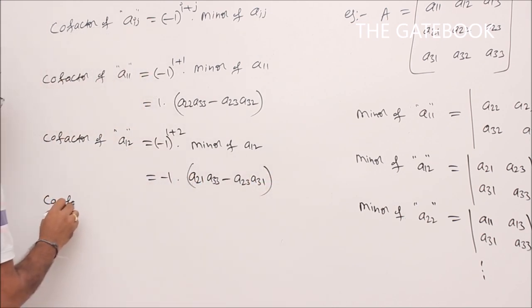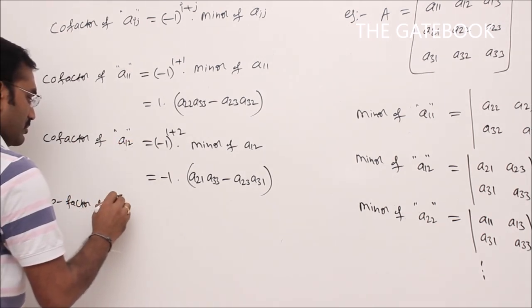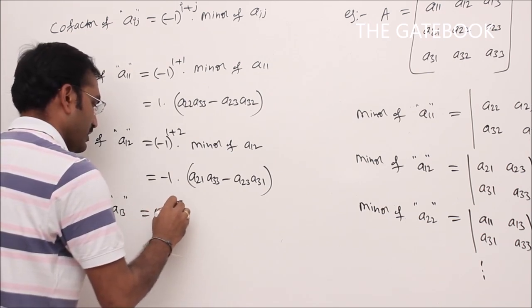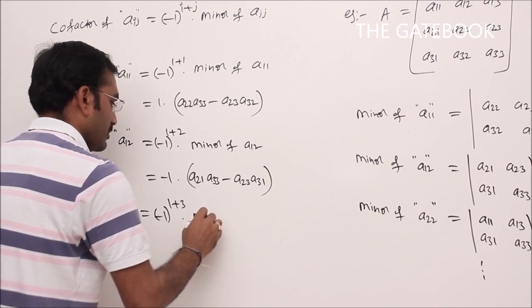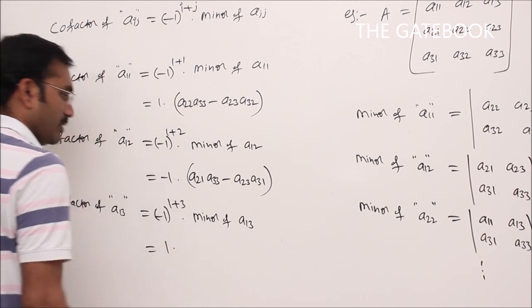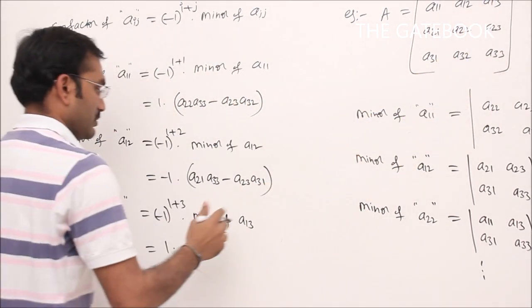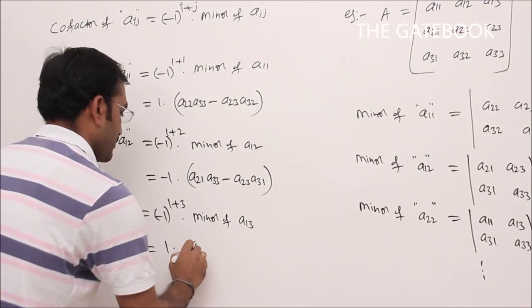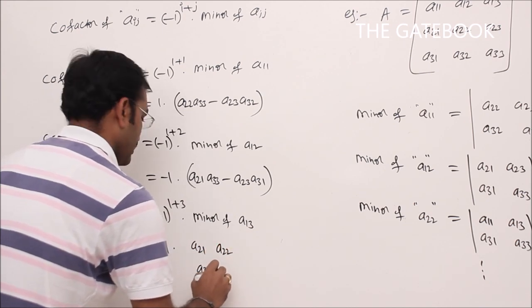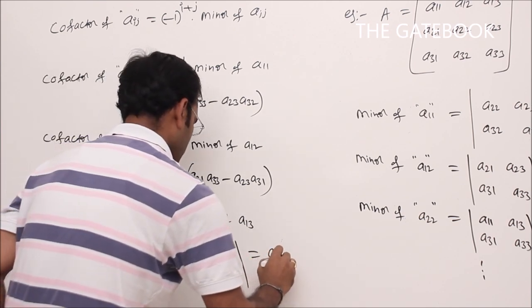Similarly, finding the cofactor of element A13: the cofactor of A13 is (-1) to the power 1 plus 3 into the minor of A13, so we will get 1 into the minor of A13. Eliminating the first row and third column, we get the determinant of the submatrix A21, A22, A31, A32.